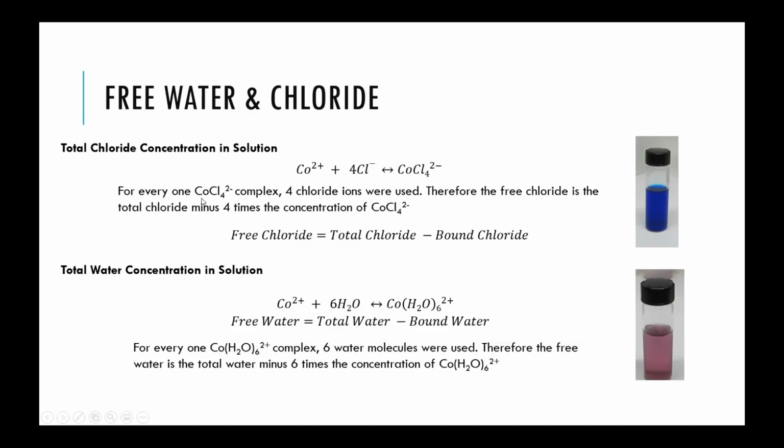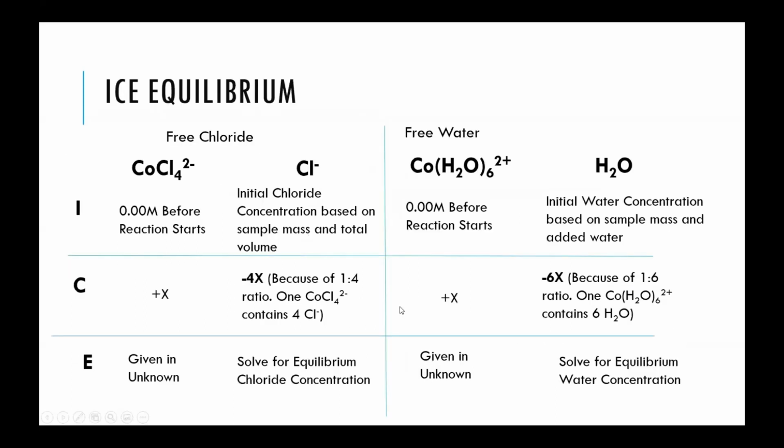For every one molecule of cobalt tetrachloride, there are 4 chloride ions that were used to create that molecule. For every 1 molecule of cobalt hexaaquo complex, there are 6 water molecules. So you have to account for that using those stoichiometric ratios. And this is where the ICE tables come in and play more of a role.